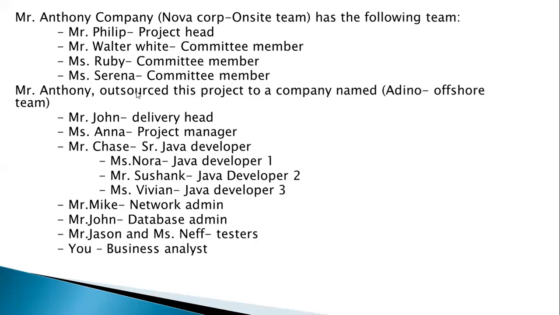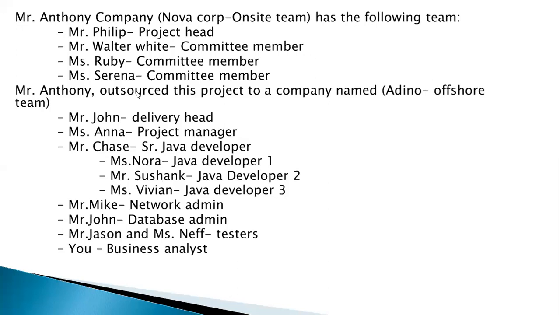Now, for certain activities, Mr. Anthony has outsourced this project to another company called Adino. Basically, this is an offshore team. Here we also have other team members. Mr. John is a delivery head. Miss Anna is a project manager because it is a waterfall project. Mr. Chase is a senior Java developer, and he has a small team of Miss Nora, Miss Shushank, and Miss Vivian.